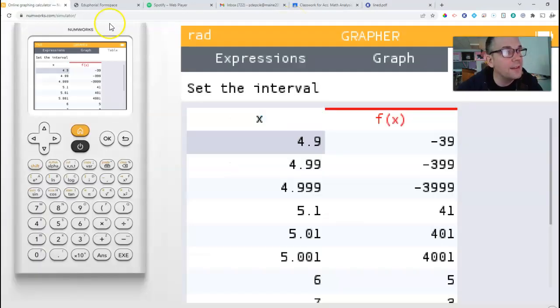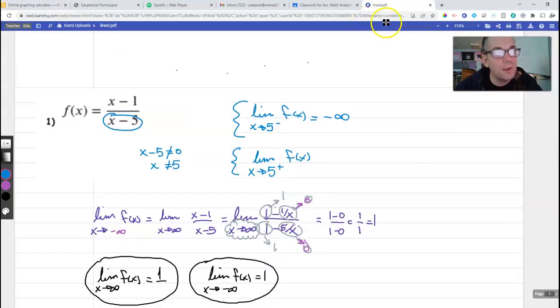And then these other values, 5.1, 5.01, 5.001, I'm close to 5, I'm closer to 5, I'm even closer to 5, but in all cases, slightly larger than 5. So I'm approaching 5 from the right, and it goes from 41 to 401 to 4001. It's getting larger and larger and larger, so that's going to be a positive infinity. And that's all of number 1.